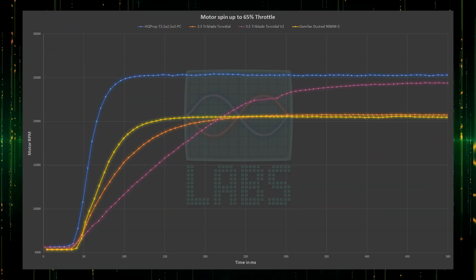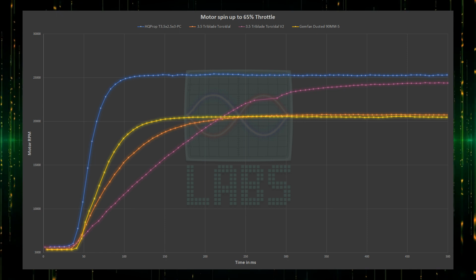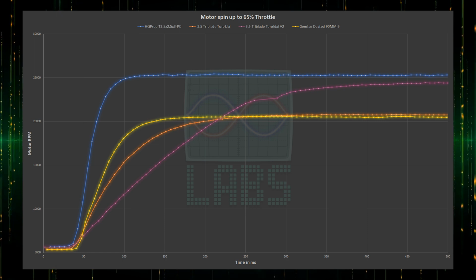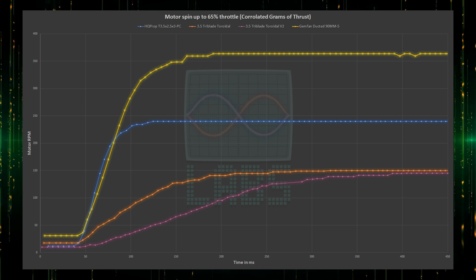If we look at the time it takes for a propeller to spin up from idle to 65% throttle, you can see the first version of the propeller is extremely sluggish to spin up, where version 2 shows a significant improvement, while still being noticeably less responsive than the 5-blade Gemfan. If we look at the response correlated to thrust instead of RPM, the difference in the response from the 5-blade propeller is much more pronounced, given the amount of thrust it generates at 65% RPM.